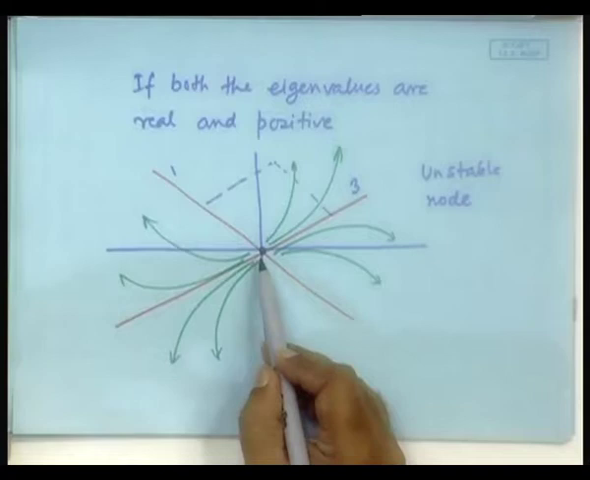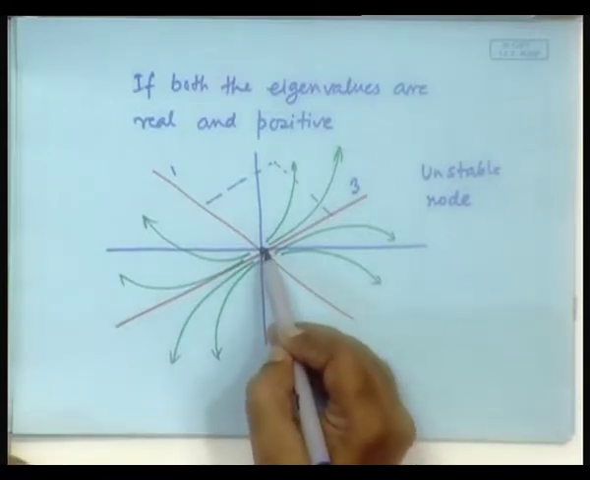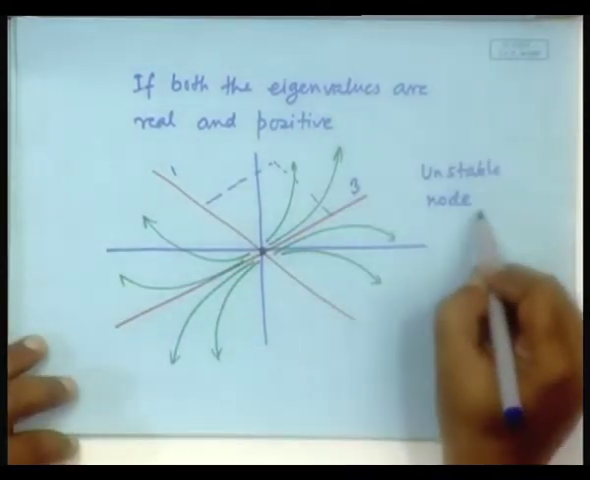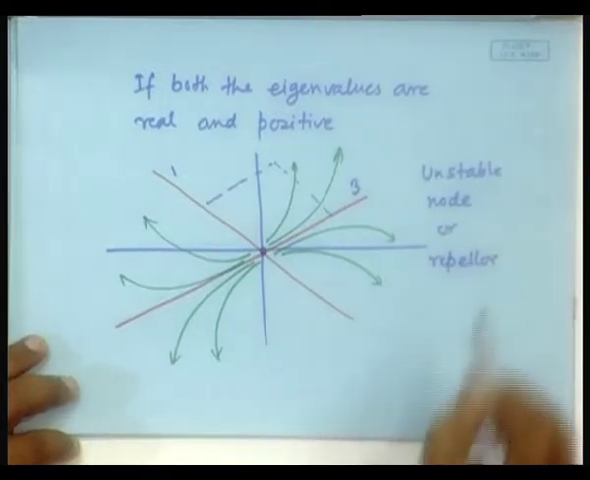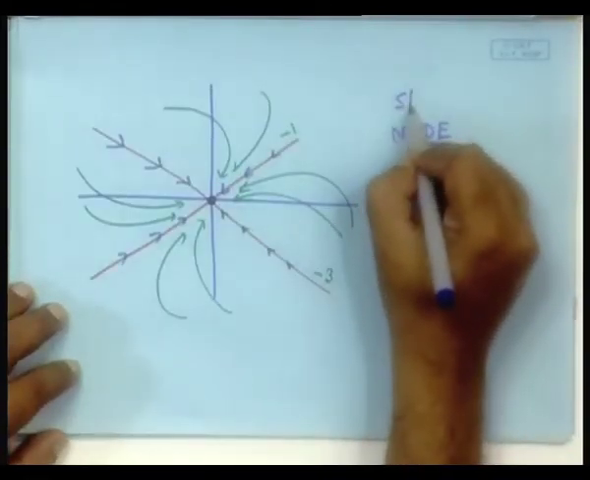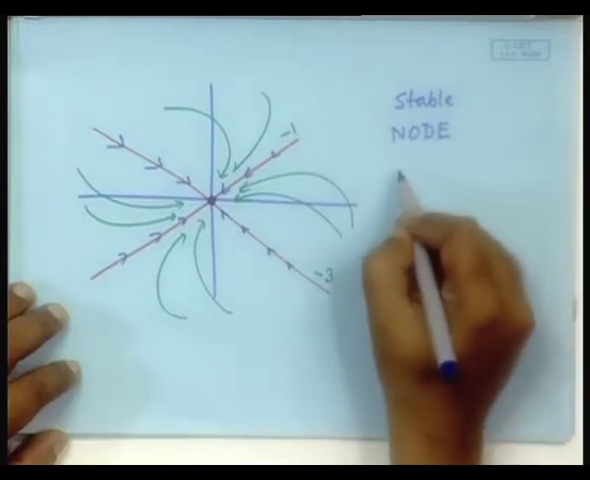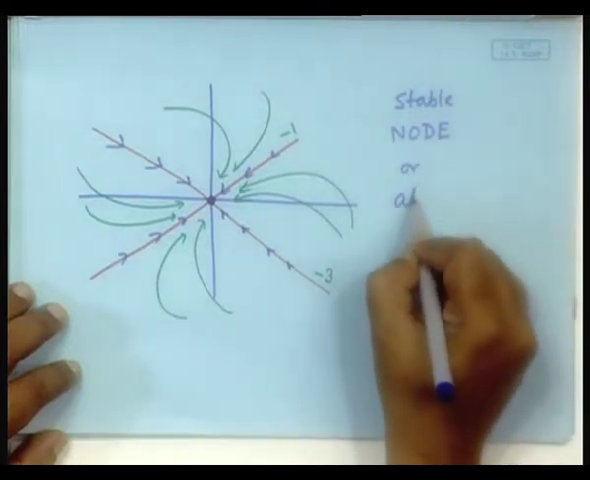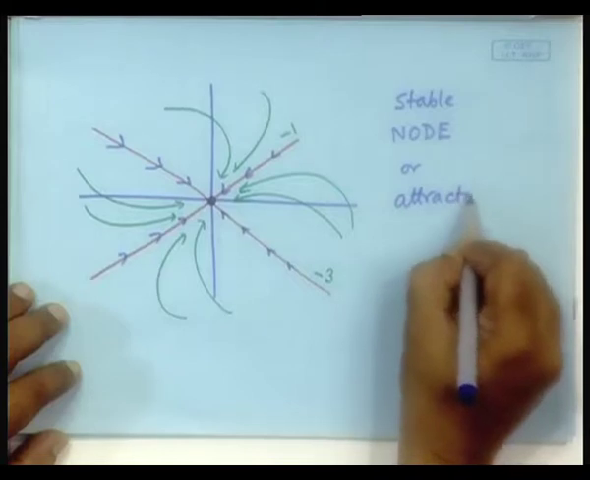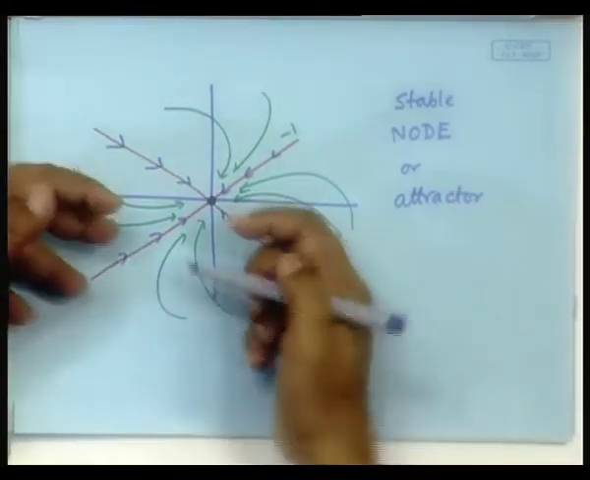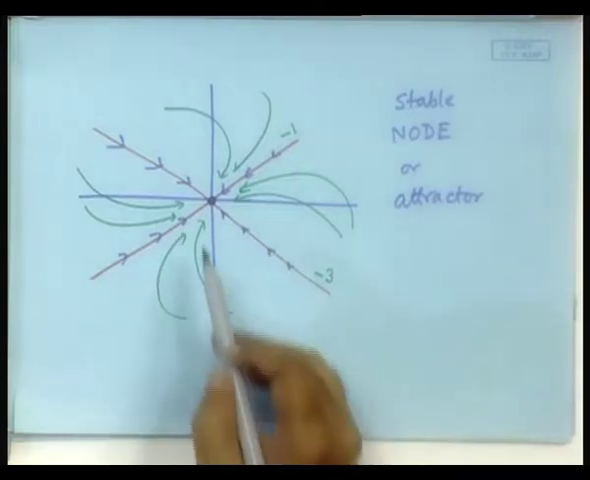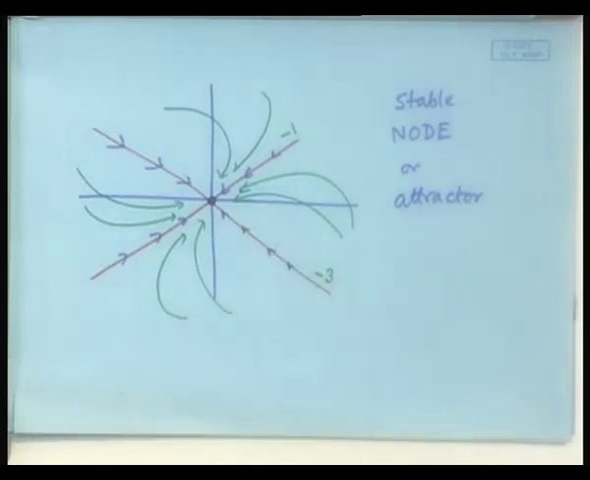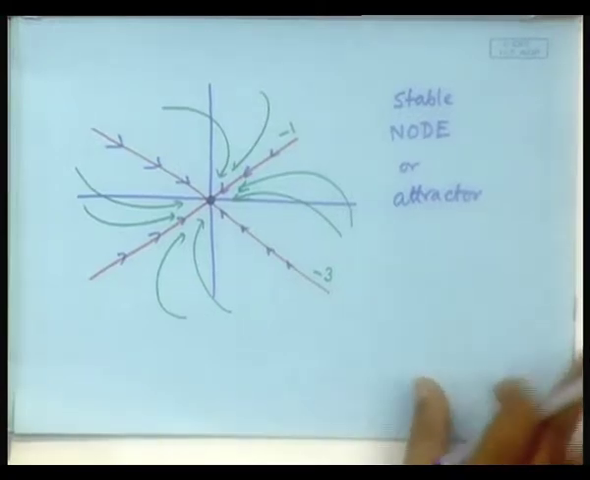It is also called a repeller, because any initial condition here is repelled away. So, this is a stable node, or it is also called an attractor, because any initial condition is attracted to this point. Any initial condition will be attracted to this point. Good. So far so good, there is no problem.